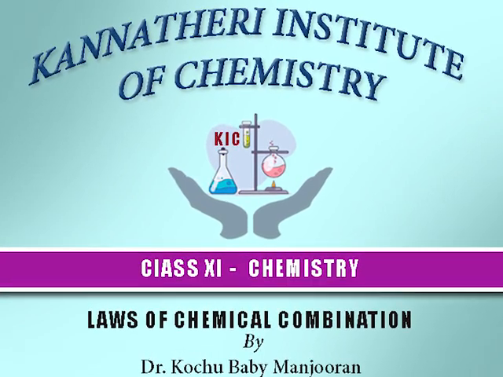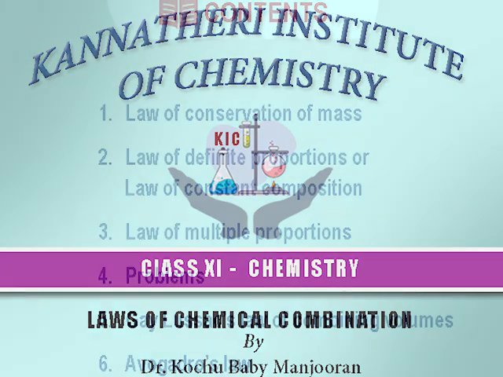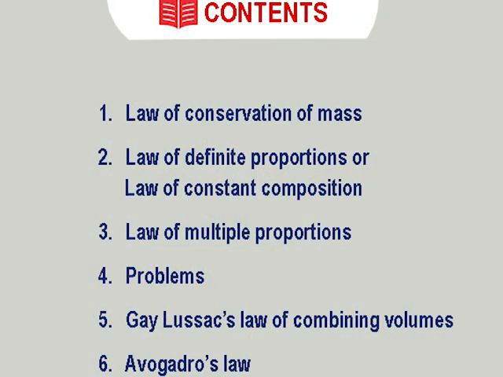Today we will see the different laws of chemical combination. Laws of chemical combination are of 5 numbers. Number 1, law of conservation of mass. Number 2, law of definite proportions or law of constant composition. Number 3, law of multiple proportions. Number 4, Gay-Lussac's law of combining volumes. And number 5, Avogadro's law.